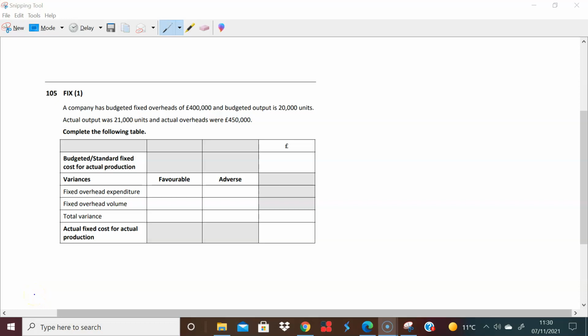Okay, let's work through this and see what's going on. So it says here that a company has budgeted fixed overheads of 400,000 and budgeted output of 20,000 units, which means that we are saying that for every unit that we produce, we will put in 20 pounds, isn't it? That's 20 pounds of overhead in every unit, into the accounts with every unit.